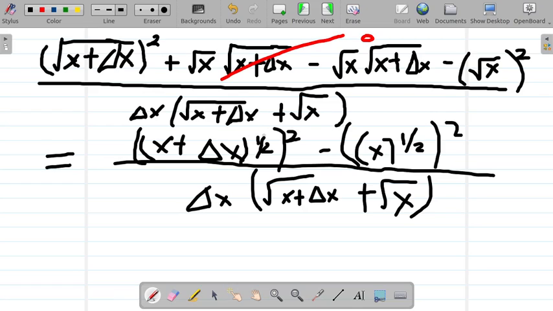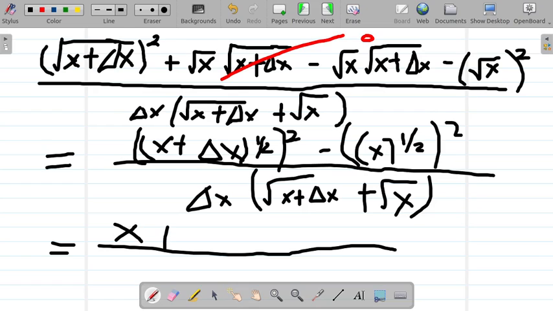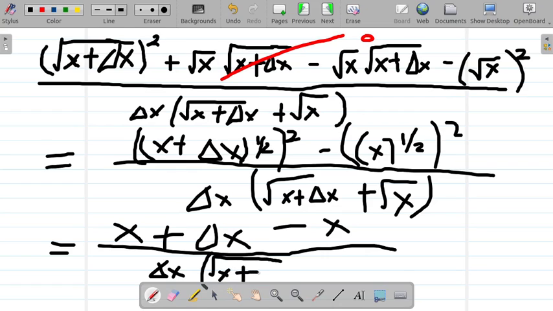So, 1/2 times 2 is just equals to 1. Then, so mahimo na lang ni siyang equals to x plus change of x minus x. Then, copy lang din ang denominator. Change of x over square root of x plus change of x, then plus square root of x.